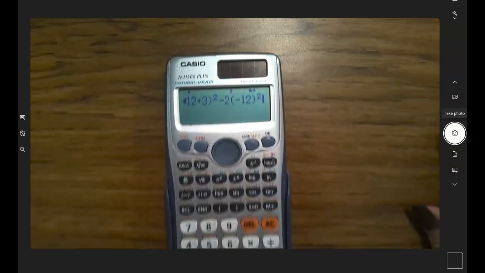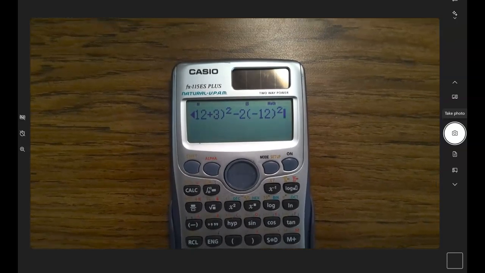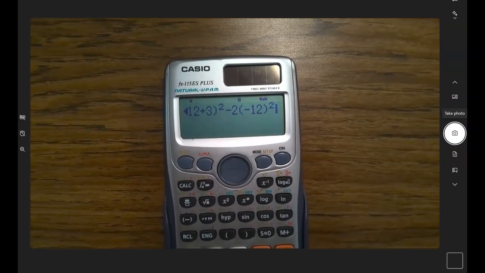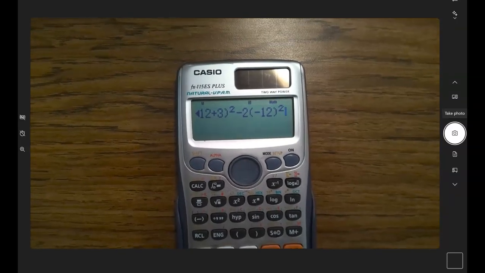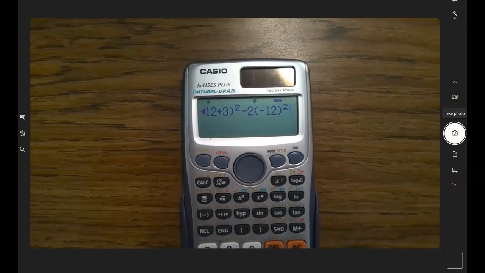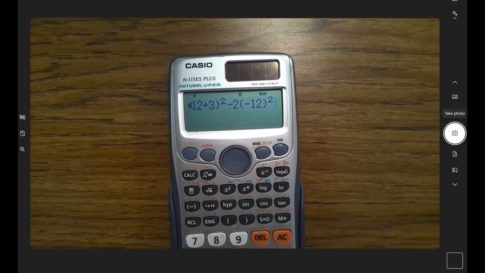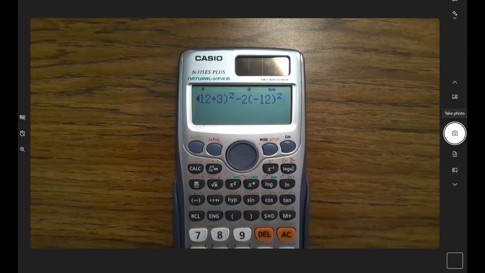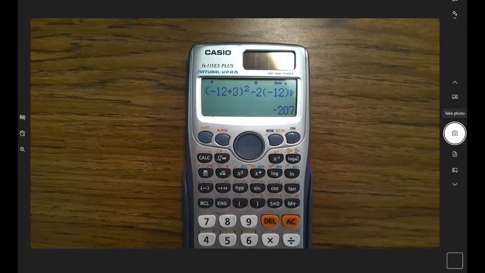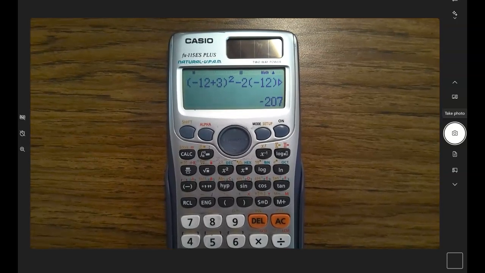So you have to make sure when you enter that into your calculator that you're using the parentheses in the appropriate places so that we get the correct answers. And what would we get after we put this in our calculator? Yeah, we should get negative 207 would be the correct value.